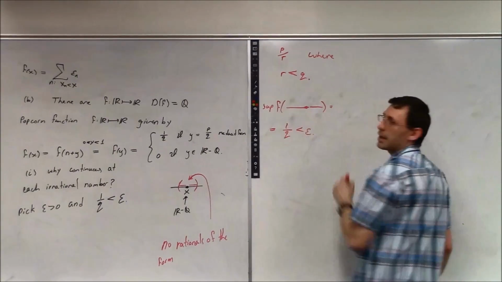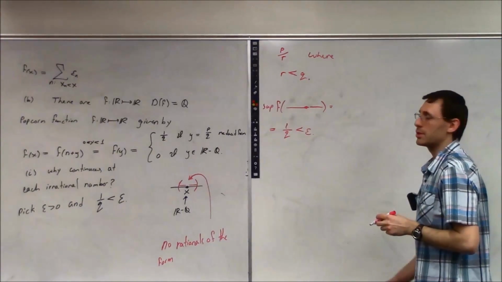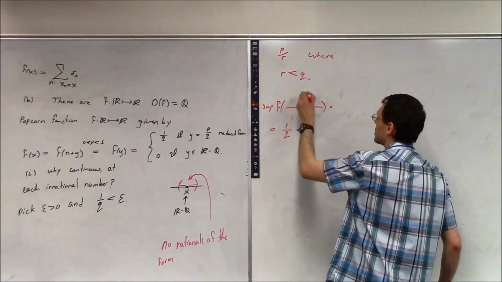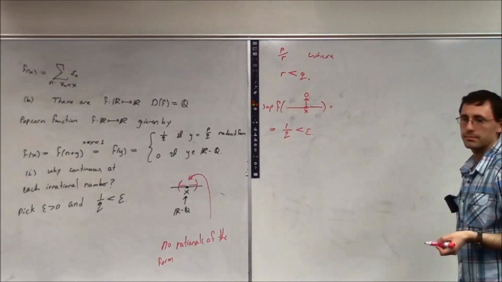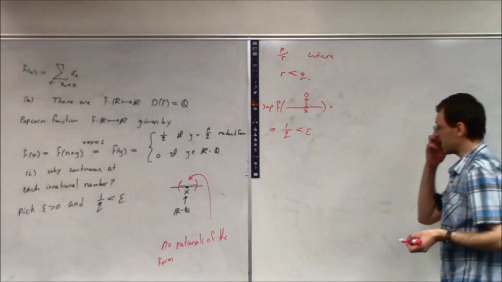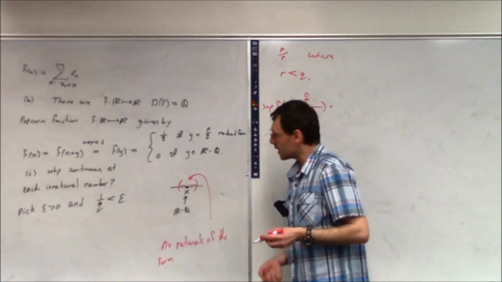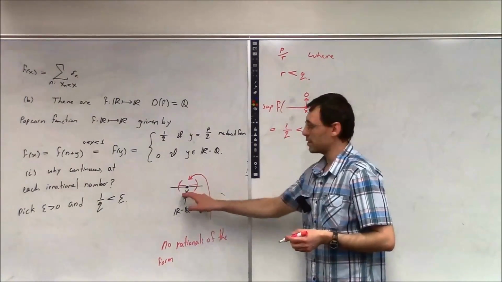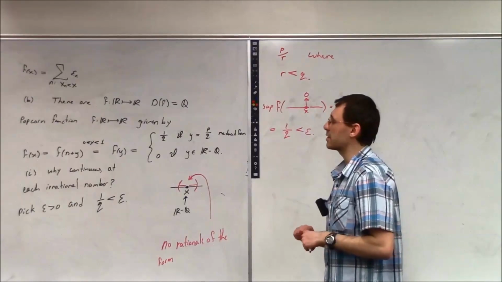So all the numbers in here are mapped to within epsilon away from 0. And this point, x, it's mapped into 0 because it's irrational. Okay? So that's basically just a drawing explanation. You can just write it out if you want to. It's a drawing explanation why at every irrational number the function is continuous.